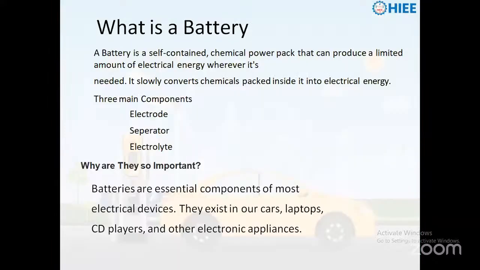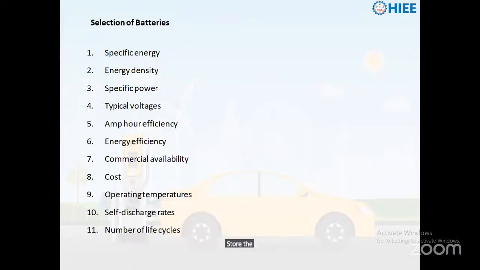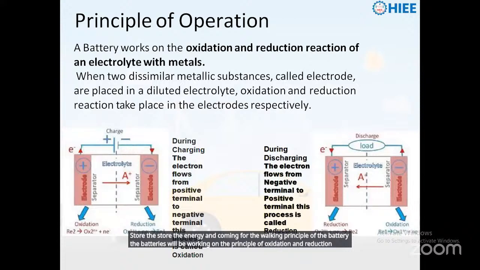Yeah, let me explain. Before going into the working principle, what is a battery? A battery is a self-contained chemical power bank which can produce a limited amount of energy. The main components of a battery are the electrode, separator, and electrolyte. They are important because they are like storage devices which can store energy. The batteries work on the principle of oxidation and reduction of the electrolyte with the metals.